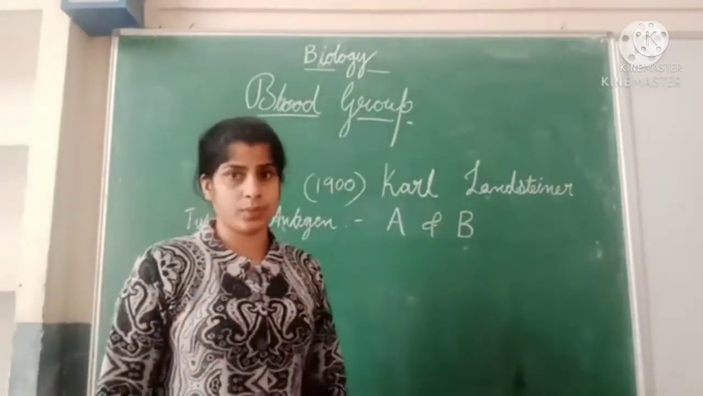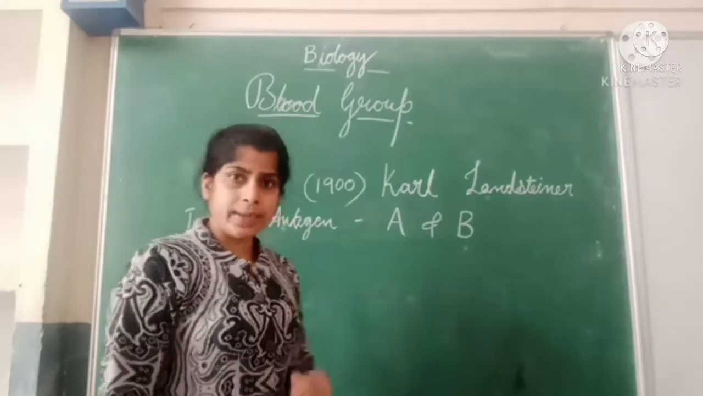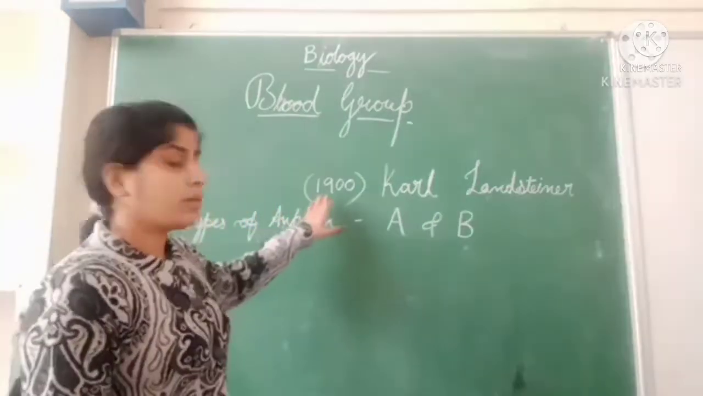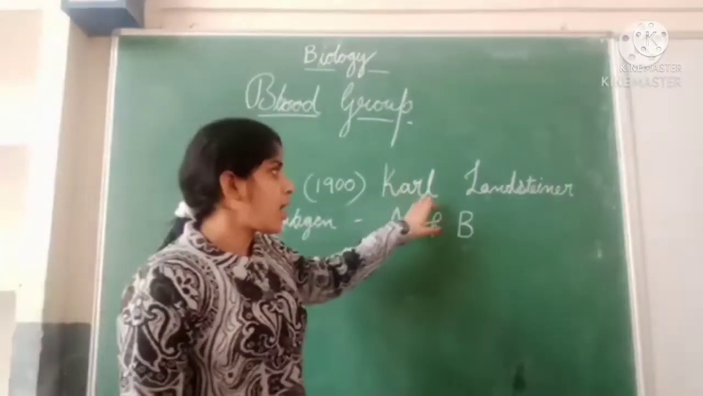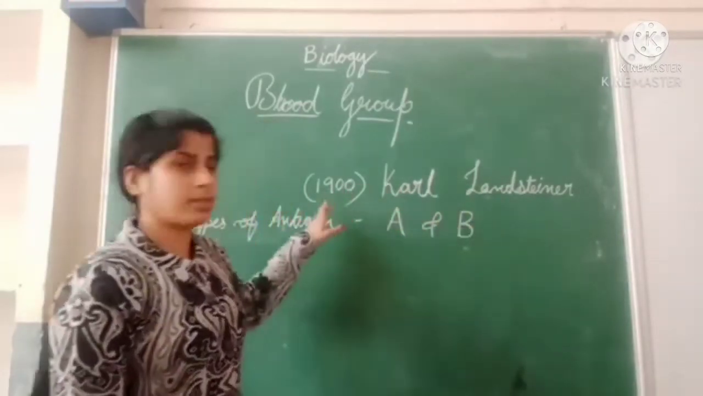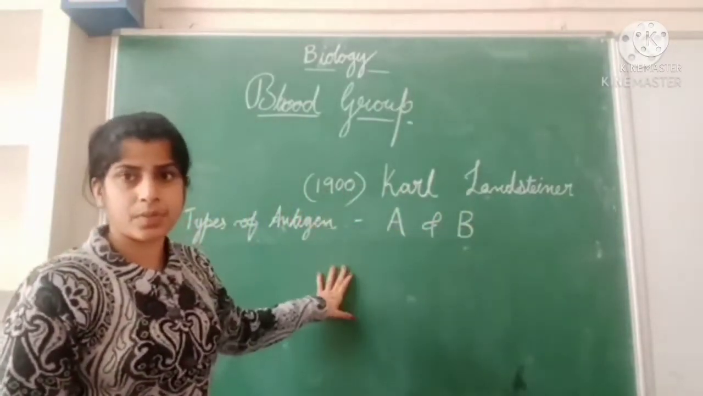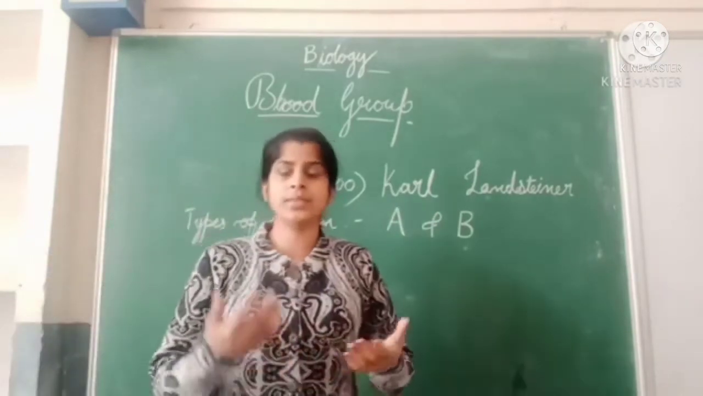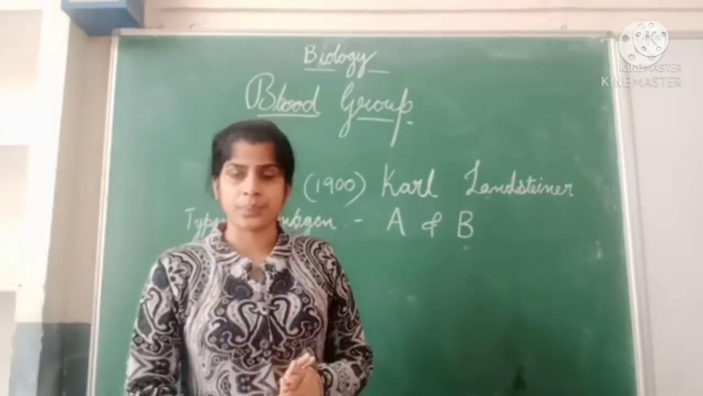Blood group was first discovered by Carl Landsteiner in the 1900s. How did he find the blood group?